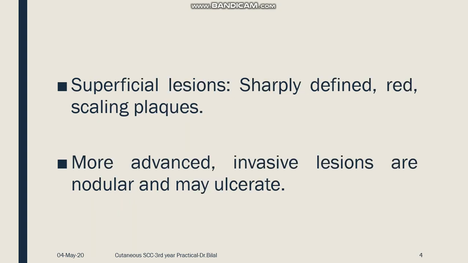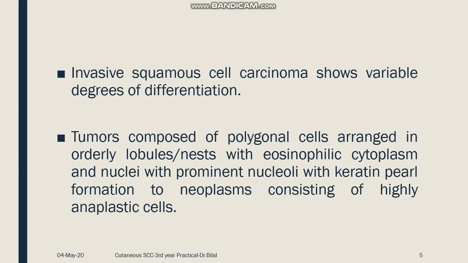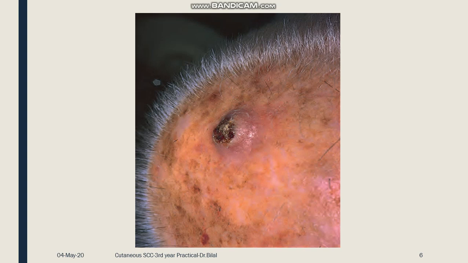Okay, how do these lesions present? The superficial lesions generally present as plaques, as scaling plaques, as gray scaly plaques. And if the lesion is detected at an advanced, late stage, it can look like a nodule or an ulcerated area. Now this is the histology. We'll discuss it with the help of photomicrographs. Now here is how it looks on gross or clinically.